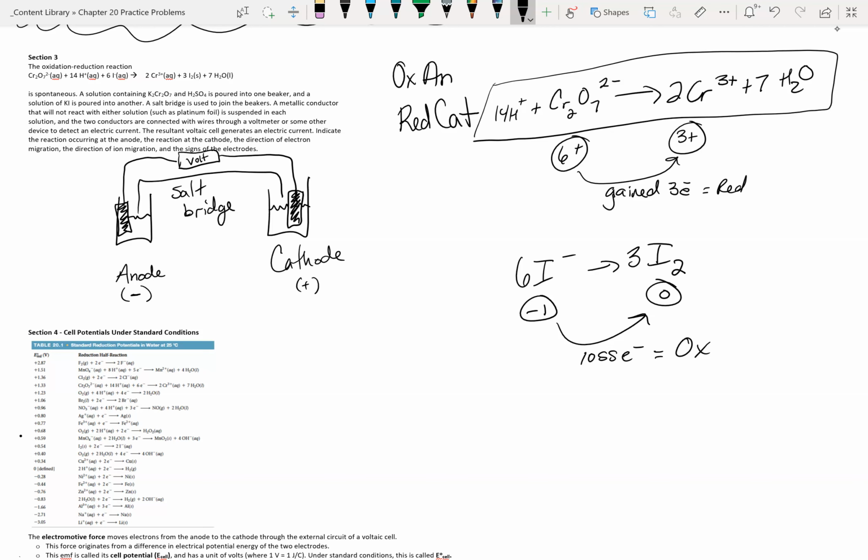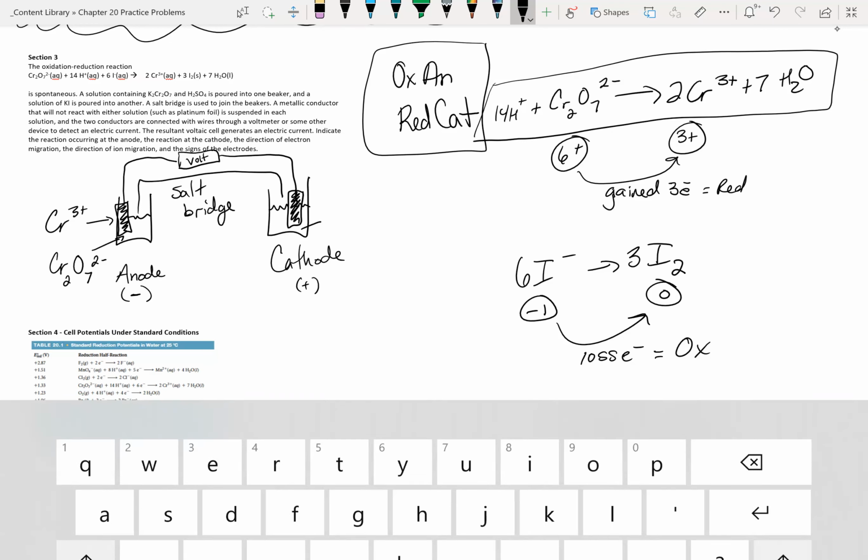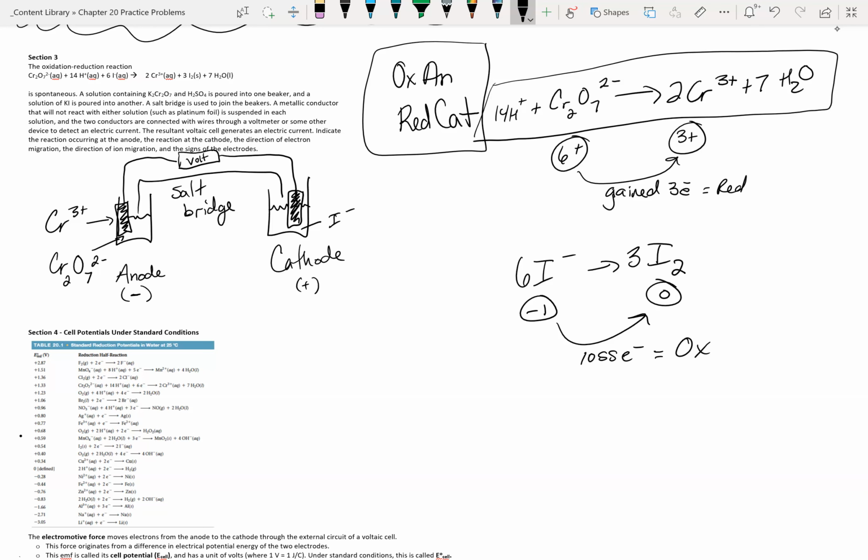Okay, so what that means, and we have our little mnemonic to help us remember, is that the reduction is going to happen at the cathode. So that means the chromium is going to be on the right side. The solution with the Cr2O7 is going to be in the beaker, and the solid, the metal, chromium 3+, is going to be the thing that it's attached to. The anode is going to have a similar situation. We were told that the iodine solution is going to be I-, and then the solid is going to be the I2 in this case.